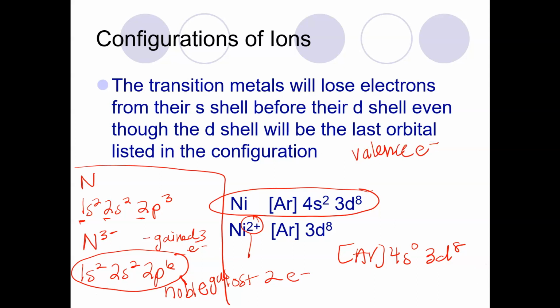So what we need to do is look for the energy levels. There's an energy level 4, there's an energy level 3. So which energy level is bigger? Well, 4. So how many electrons are in the 4th energy level? 2. That's how we can figure out valence electrons.